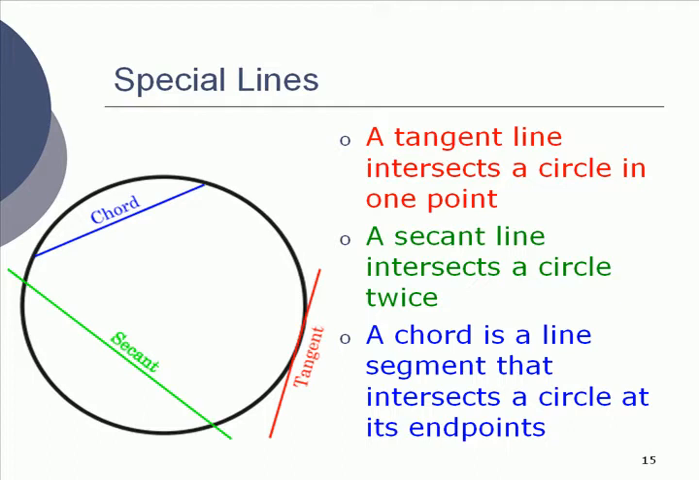A couple other terms. A secant line is if a tangent line gets too close and slips inside, contacts the circle twice, you have what's called a secant line. A chord is the line segment, part of a secant, where the endpoints are on the circle itself. A secant extends out beyond the circle. A chord is contained within the circle and just has its endpoints on the circle.